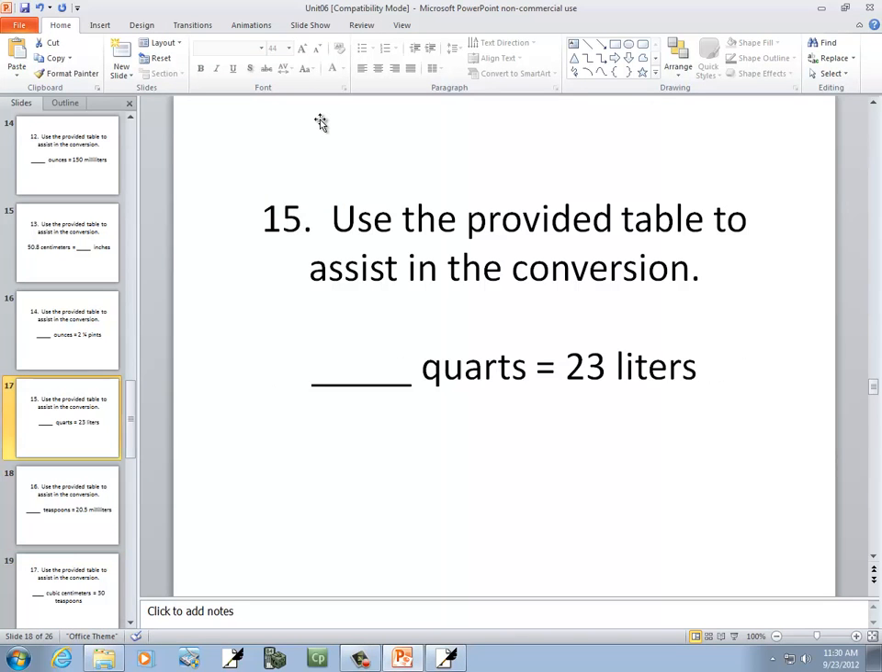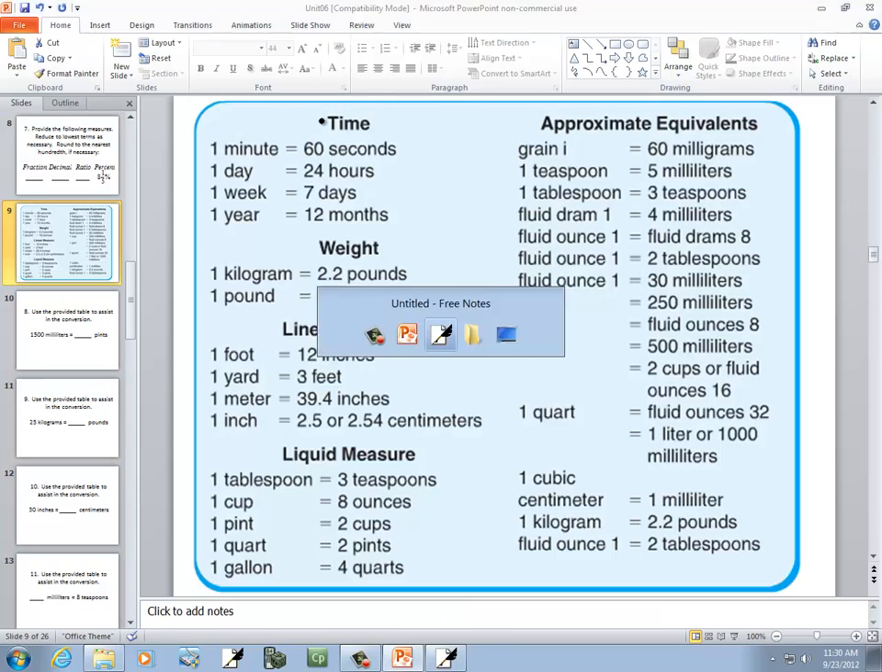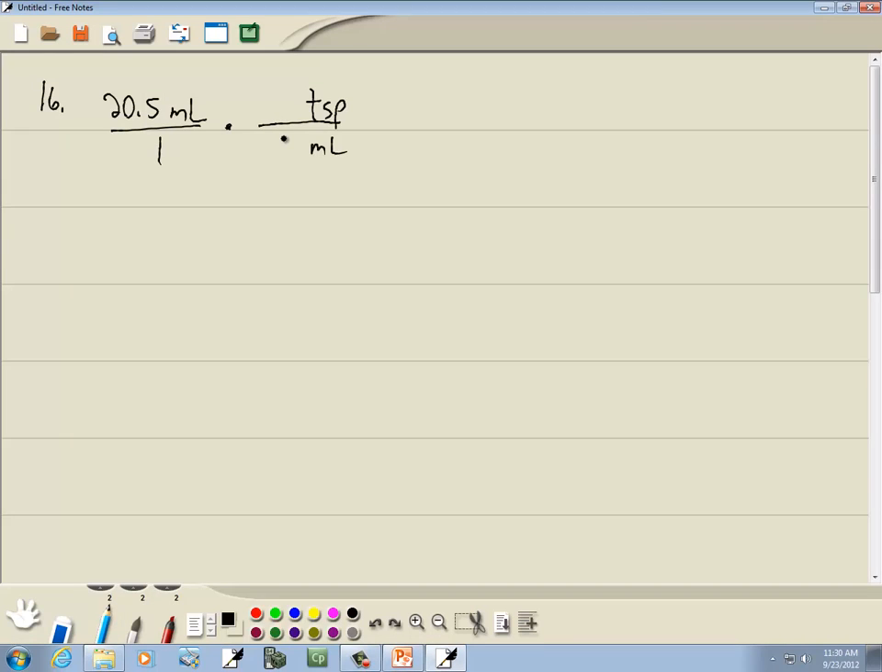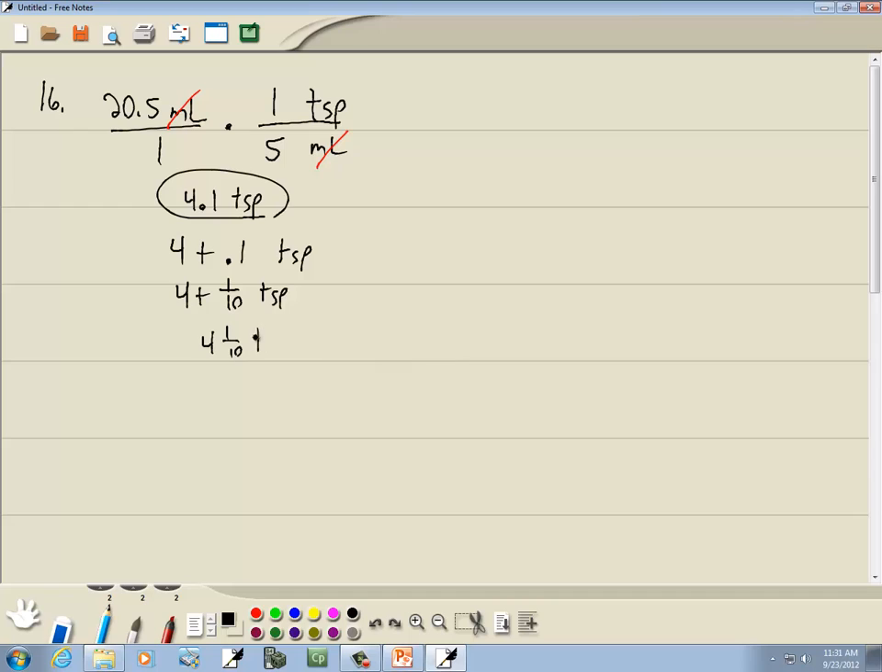Now let's go look. Milliliters and teaspoons. 1 teaspoon is 5 milliliters. There it is. So 1 teaspoon is 5 milliliters. Well, our milliliters cancel. And 20.5 divided by 5 gives us 4.1 teaspoons. Now, again, I want to show you the fraction form. This is like 4 plus 0.1 teaspoons. The 0.1 ends in the tenths place, so this would be 1 over 10, which would give us 4 1/10 teaspoons.